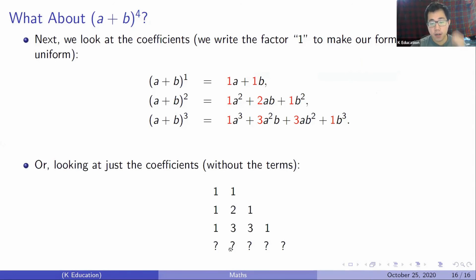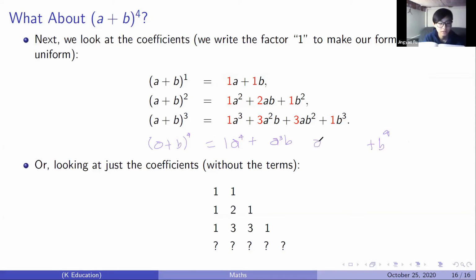The question is, what's the next one, right? So a plus b to the 4, we know that it will be a to the 4 and one of them, and we know it will be b to the 4 and one of them, right? The question is, what's going to happen in between? Jing Yao? Will it be 1, 4, 6, 4, 1? Okay, why do you say that? Because don't we go off the Pascal's triangle?